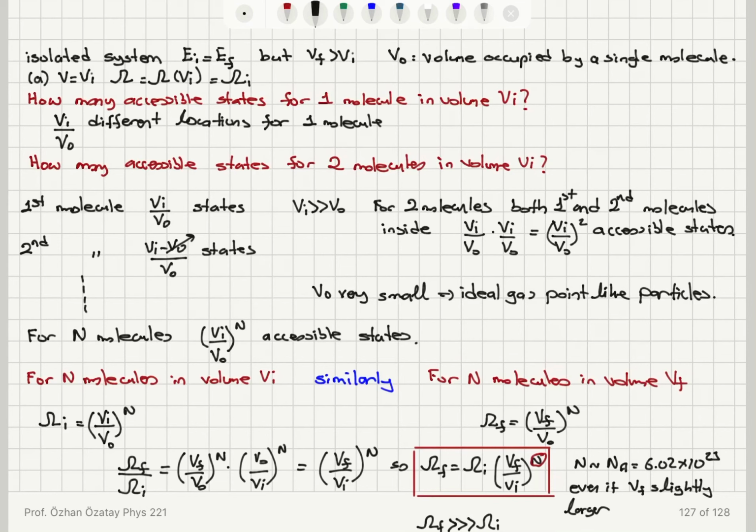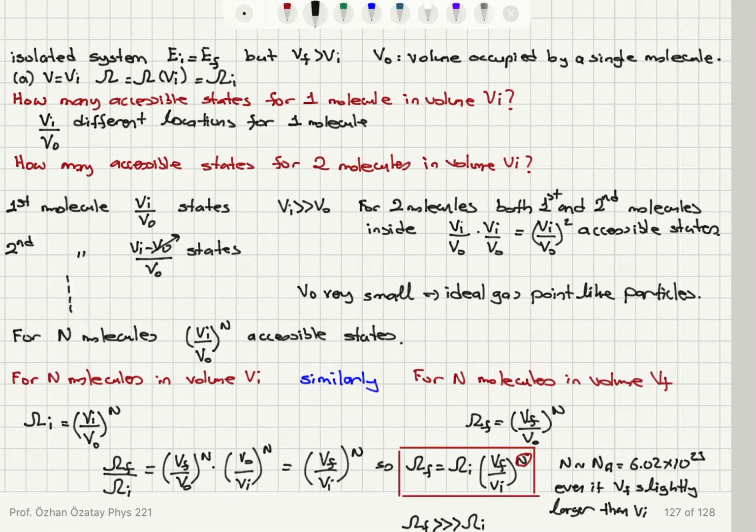So looking at the initial number of accessible states and final number of accessible states, V initial over V0 to the N and V final over V0 to the N, I realize that if the volume is even slightly larger than the initial volume V initial, since we have such a huge power, of the order of Avogadro's number, the number of accessible states is increasing immensely.